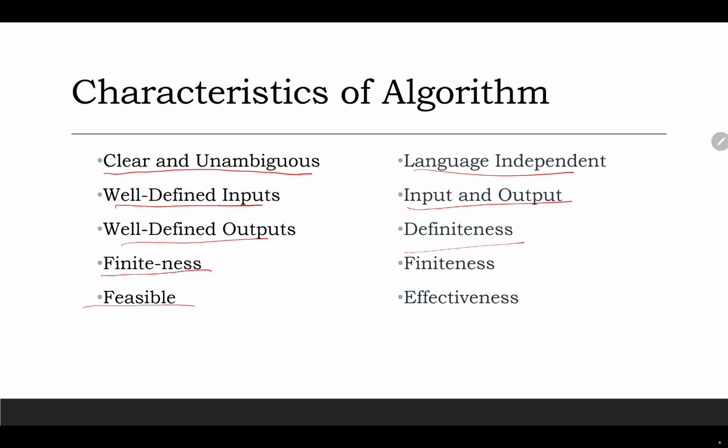The next one is definiteness. All the instructions in an algorithm must be unambiguous, precise and easy to interpret. By referring to any instruction in an algorithm, one can clearly understand what is to be done, and every fundamental operator in an instruction must be defined without any ambiguity.